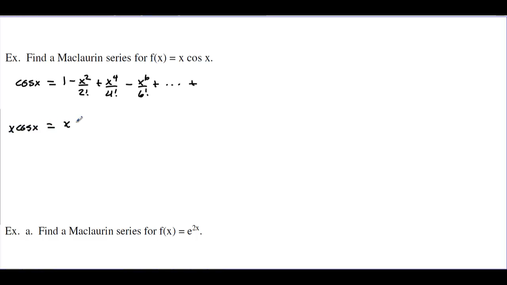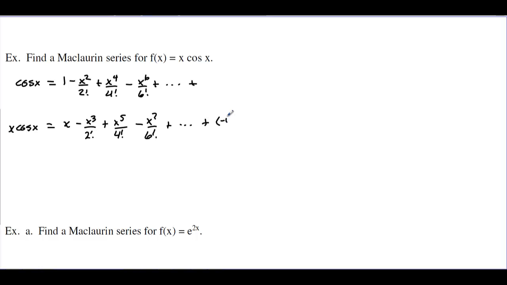That's equal to x minus x to the third over 2 factorial, plus x to the fifth over 4 factorial, minus x to the seventh over 6 factorial plus, keep on going. Now look how the power has changed from even to odd, and they're also alternating.